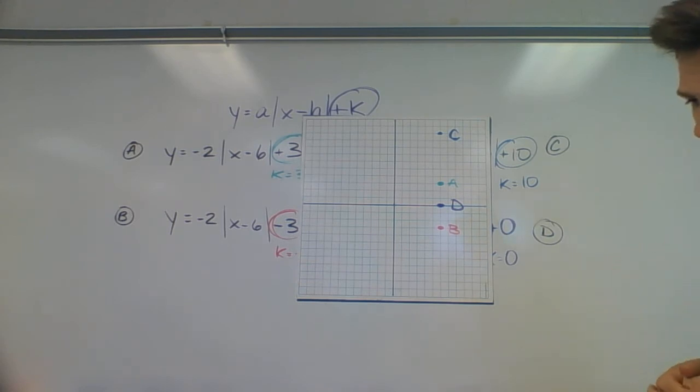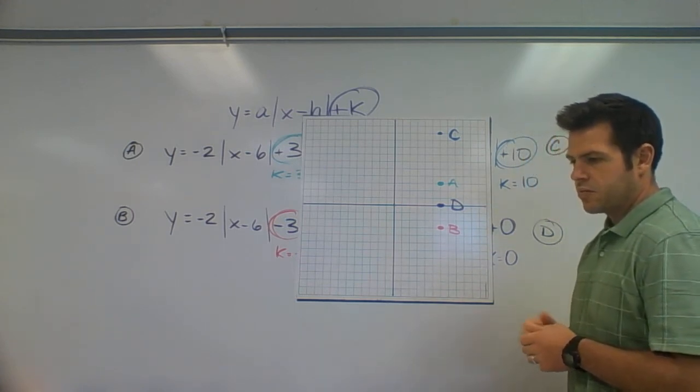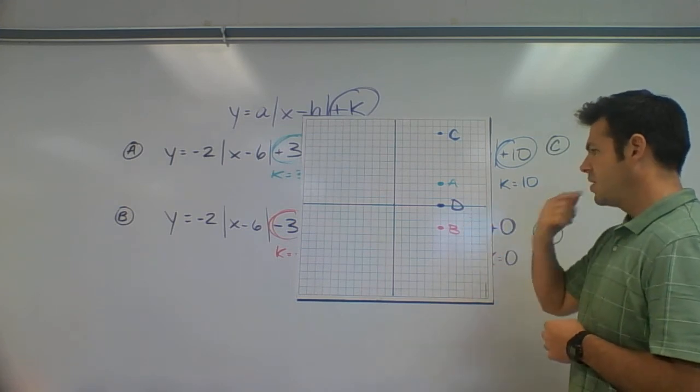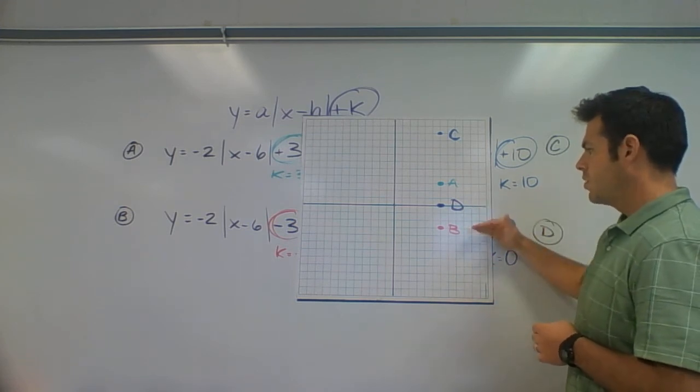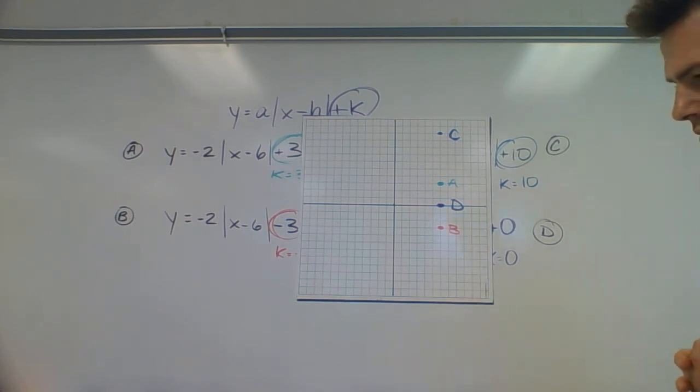For our functions that have a K value that is negative, that's going to drop us down and make us go a little bit lower on the graph. So we're going to move our graph down a little bit. Just like here with B, where we had the K value of -3, we went below where it would be located for a normal parent function y is equal to the absolute value of x.